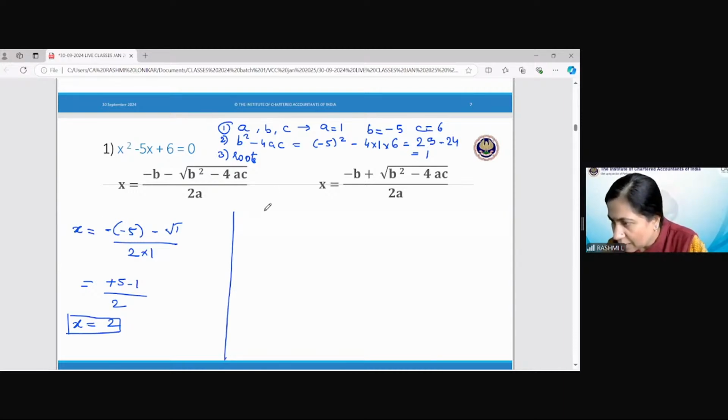Now let us see the other. X is equal to minus of minus 5. Then I have a plus sign. Plus square root of 1 upon 2 into 1, which is equal to 5 plus 1 upon 2. So x is equal to 3.